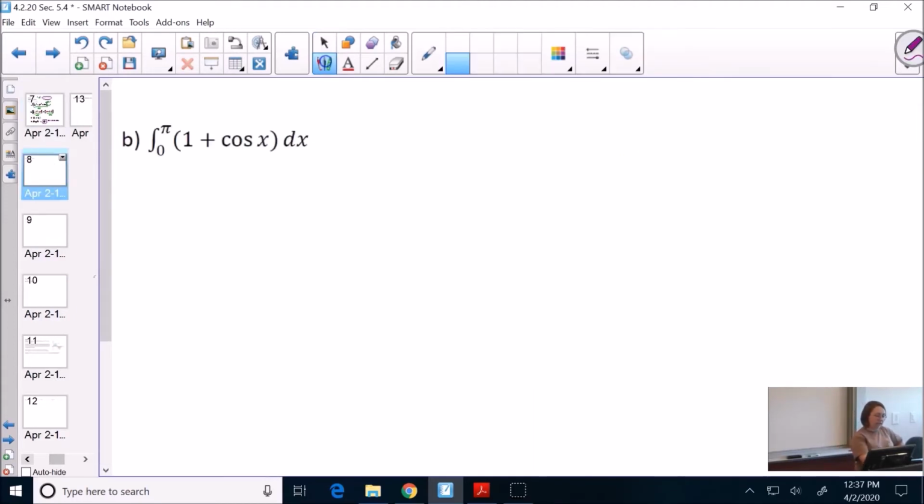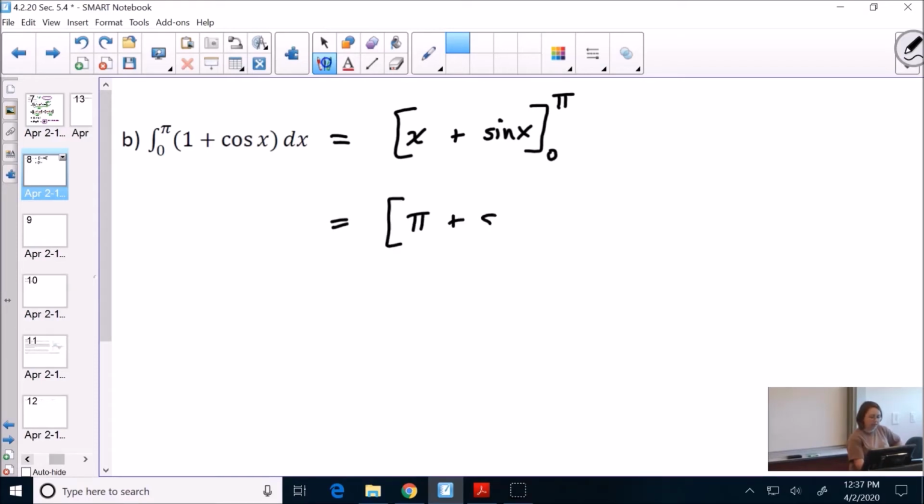Alright, let's find the antiderivative, and then we're going to evaluate the function at the limits of integration. So, the antiderivative of 1 is x. What's the antiderivative of cosine of x? Sine of x. Put your brackets on, write your limits of integration, keep them in the right order. We plug in the top limit first. So if we plug in pi, we get pi plus sine of pi.